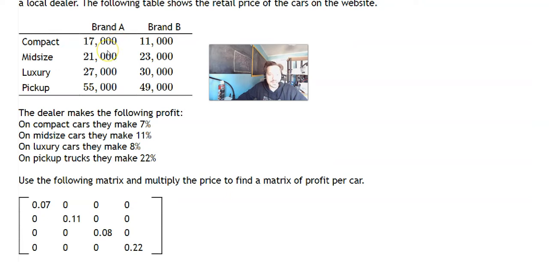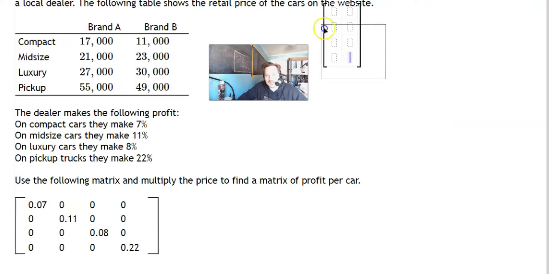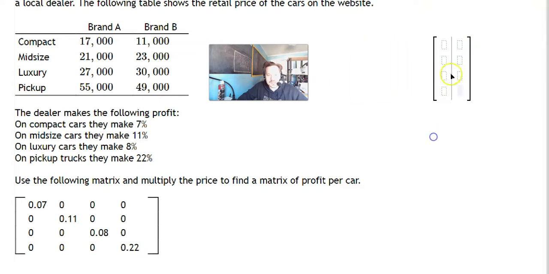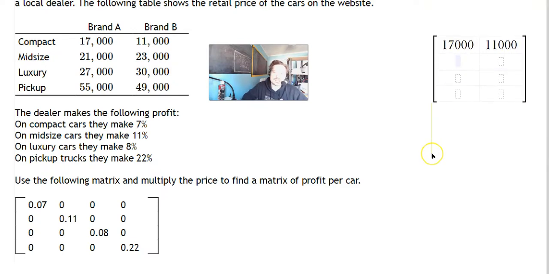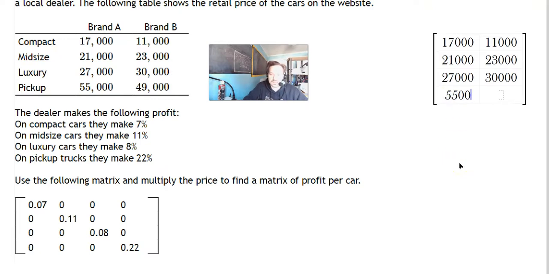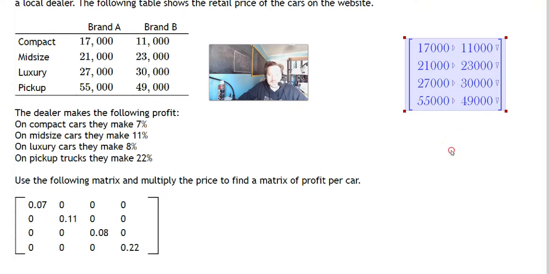So first of all, this matrix here is going to be a 4x2 matrix. Now I don't have one ready, so I'm going to have to add a couple of rows here, so give me 1 second. All right, and then put the numbers in there. So this is going to be 17,000. This is going to be 11,000. You could also just put in 17 and 11 and multiply by 1,000 at the end, but 23,000. Next one here is going to be 30,000, 27,000. Next one is going to be 55,000, and the last one here is going to be 49,000. So we've got that part done. Those are the types of cars.